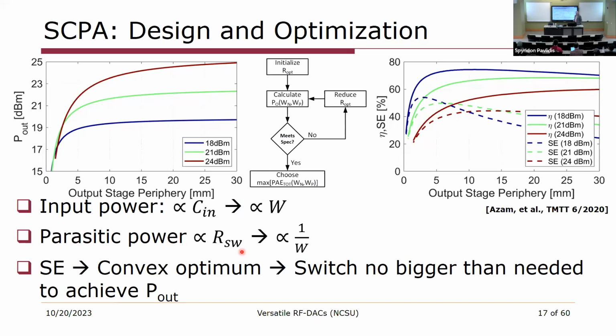So what you see generally is that we have a convex optimum versus the width of the periphery of the device, where our efficiency peaks and we're still able to deliver the desired output power in our system. So this is really an algorithmic design. If we have models that tell us how much switching resistance and capacitance we get for a given width over length ratio of our devices, we can plug this into an algorithm, run it, and it'll tell us how big the switch needs to be.